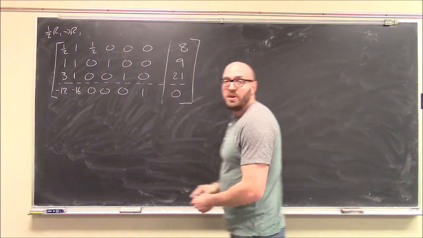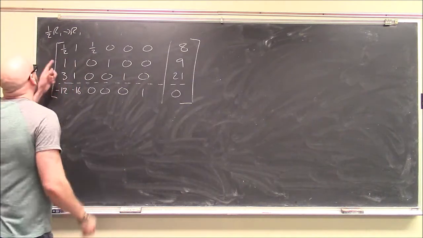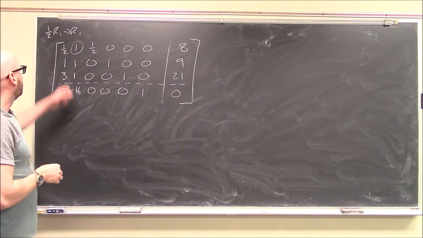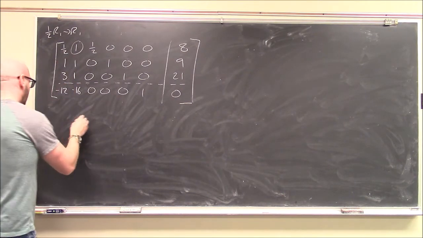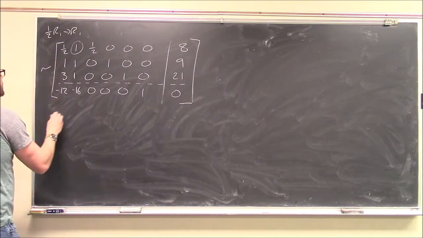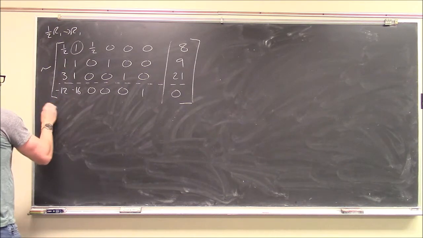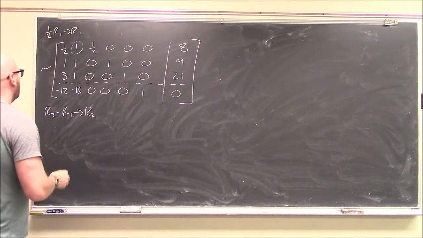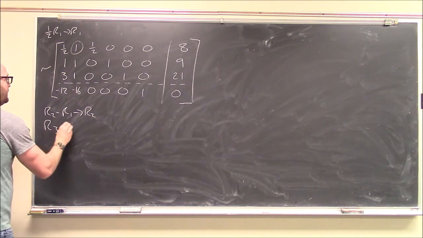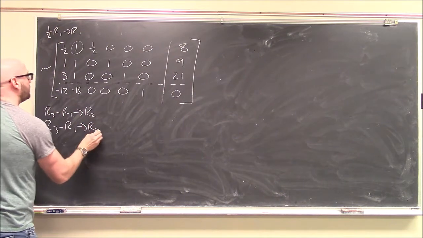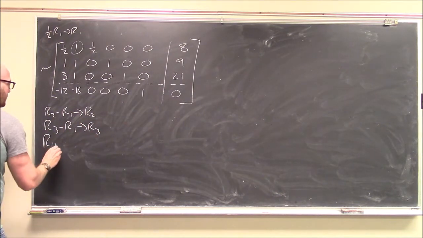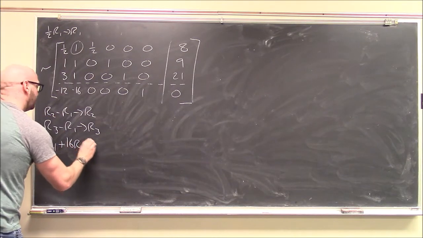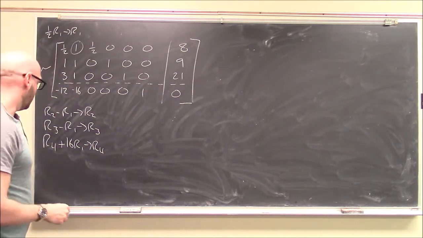Now we have a bunch of row operations to do. All right, this was my pivot. I need to use that to zero out everything below it. So, a whole bunch of row operations. We're going to do row 2 minus row 1 becomes our new row 2. Row 3 minus row 1 becomes our new row 3. And to row 4, we're going to add 16 times row 1 to become our new row 4.